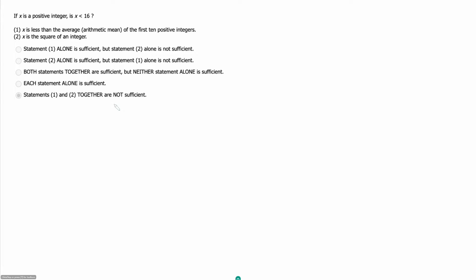If x is a positive integer, is x less than 16? So not much information on our prompt. Pretty much we just know x is positive and x is an integer. So let's look at our statements.